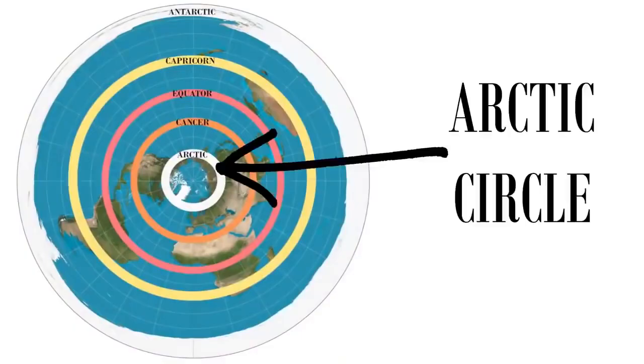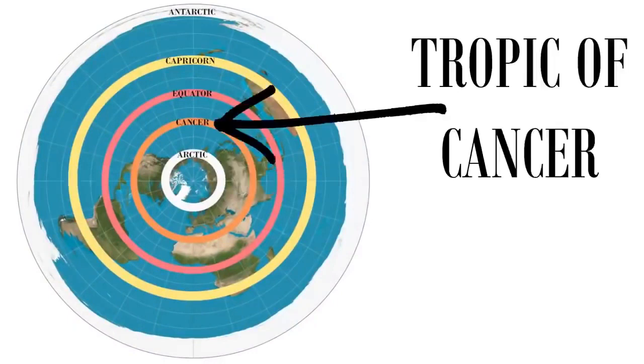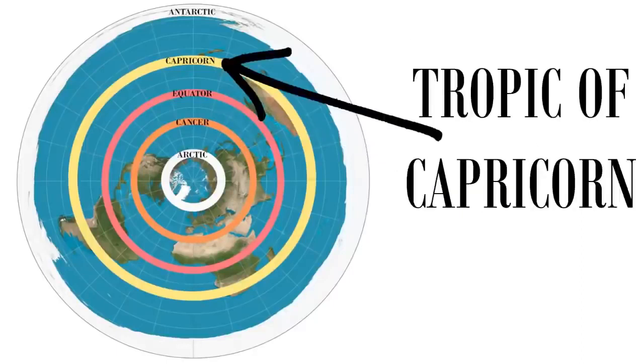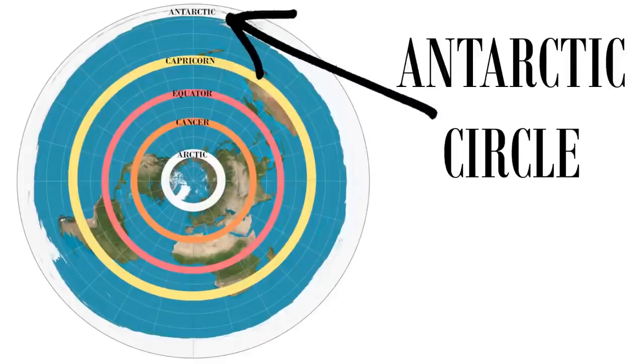We have the Arctic Circle, closest to the center. The Tropic of Cancer, at 23.5 degrees latitude, in the northern hemisphere. The Equator, at 0 degree latitude. The Tropic of Capricorn, at 23.5 degrees latitude, in the southern hemisphere, and the Antarctic Circle.